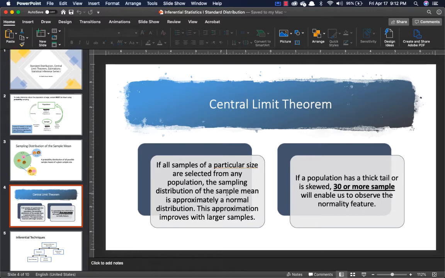Okay, to put it simply, if a population has a thick tail or is skewed, 30 or more samples will enable us to observe the normality feature. Alright? So this is what we call the central limit theorem, and this enables us to do estimations.